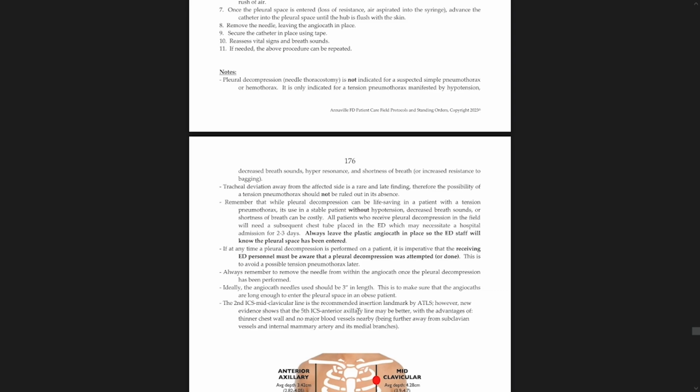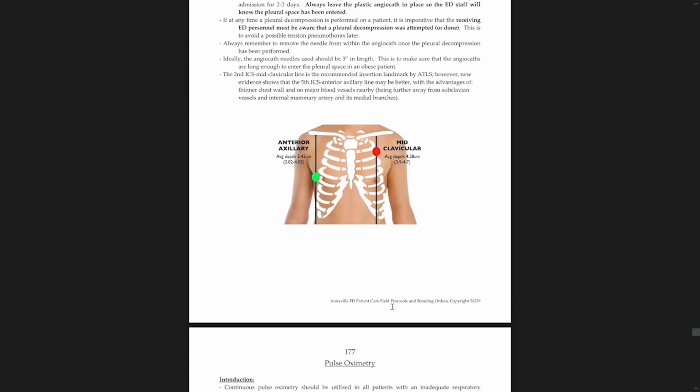Ideally, the angiocath needle should be 3 inches in length. This is to make sure that the angiocath is long enough to enter the pleural space in an obese patient. The second intercostal space midclavicular line is a recommended insertion landmark by ATLS. However, new evidence shows that the fifth intercostal space anterior axillary line may be better, with the advantage of a thinner chest wall and no major blood vessels near, being further away from the subclavian vessels and internal mammary artery and its medial branches. So here's an image of it. You want to aim for somewhere right around here.